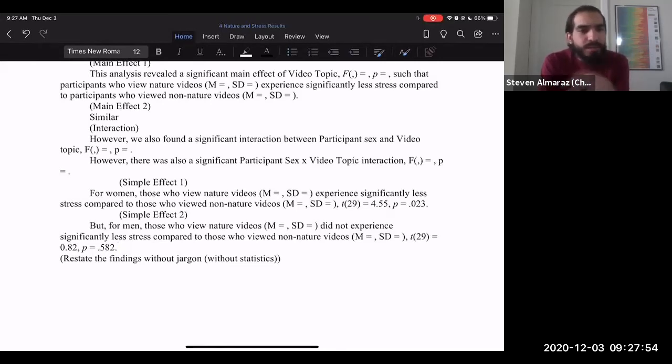Okay, that's all the statistics stuff. 5 sentences. 1, 2, 3, 4, 5. Yeah, 5 sentences for the stats. Okay, I know thinking of it like 5 things is a lot, but when you break it down and see that you really only need to say 1 sentence about that main effect, 1 sentence about the second main effect, I hope it makes it feel a little bit easier.